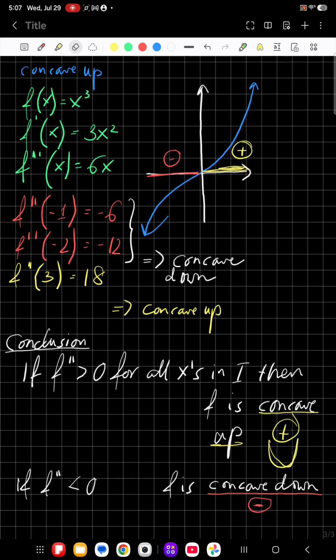I was just kind of thinking whether I can fit it here. Okay, so f double prime, the second derivative, is negative: concave down. Second derivative positive: concave up.